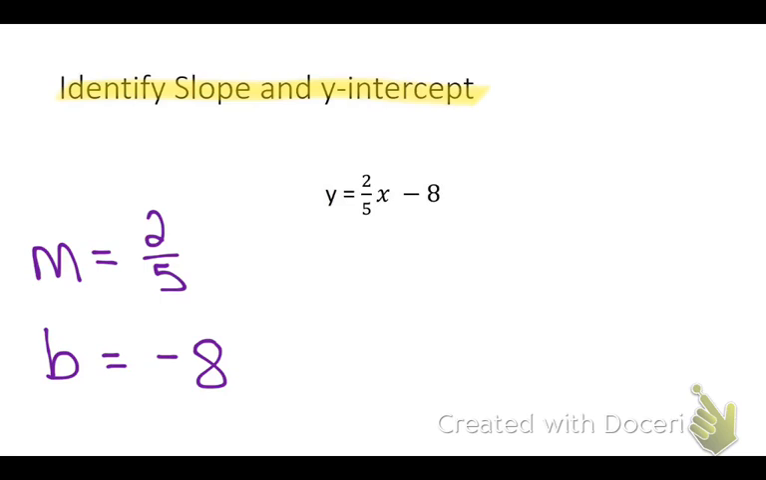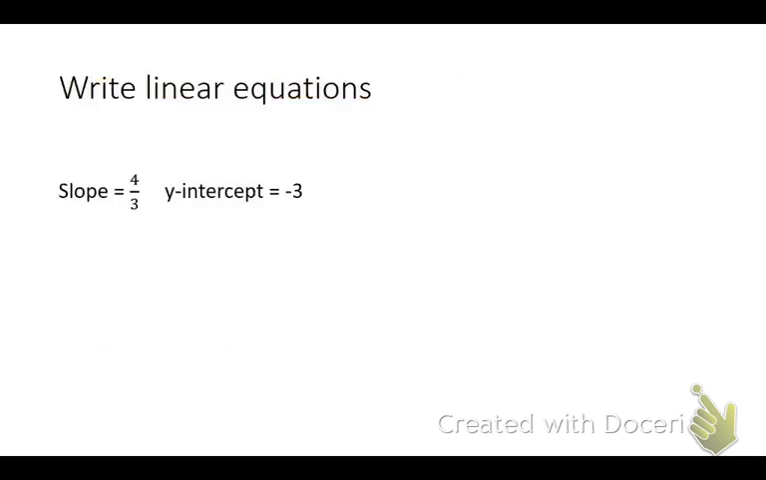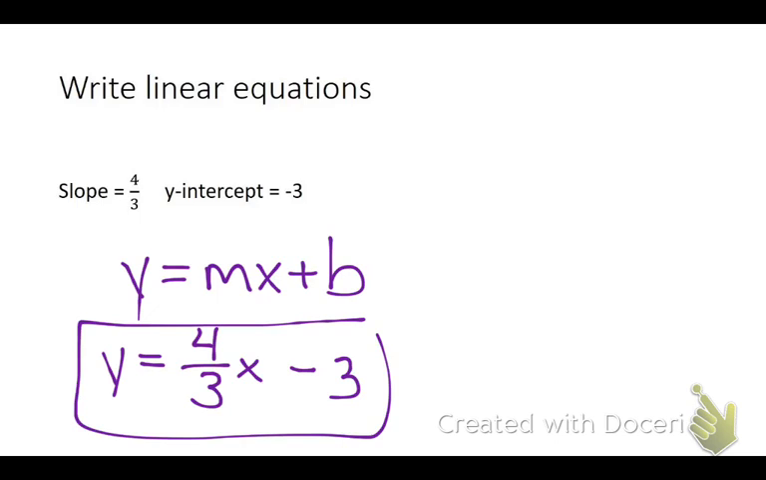Next section. Now I'm going to tell you the slope and y-intercept, and you have to write the linear equation that goes with it. So slope is 4/3, y-intercept is negative 3. Put those into the equation and write the linear equation. So the equation should be y equals mx plus b. So y equals 4/3 x minus 3. Who got that right? 4/3 x minus 3. Still doing good.